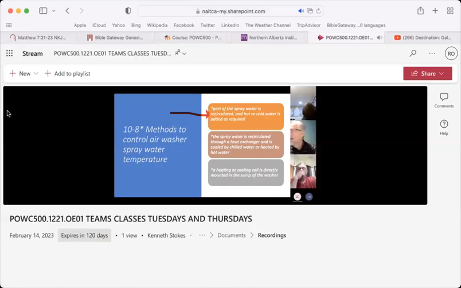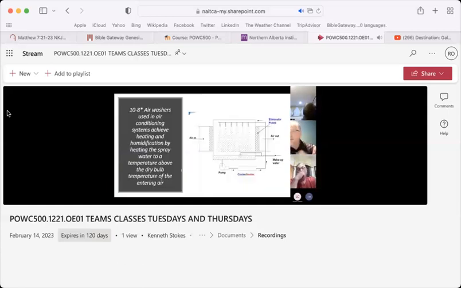Part of the spray water is recirculated. Hot or cold water is added as required. Spray water is circulated through a heat exchanger, cooled by chilled or heated. And another method is a heating or cooling coil directly mounted in the sump.